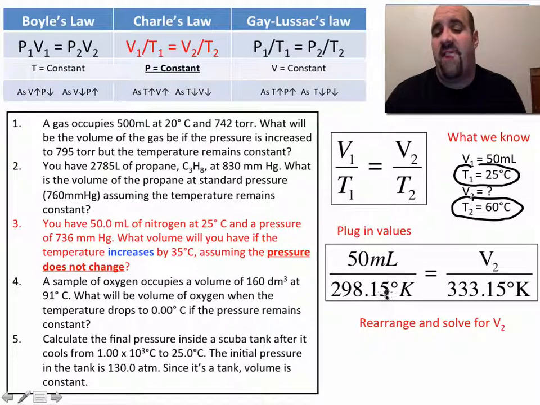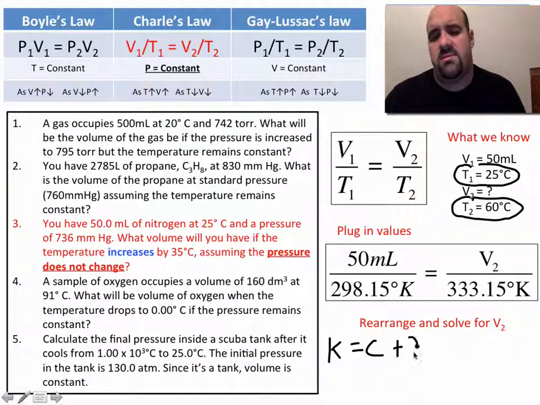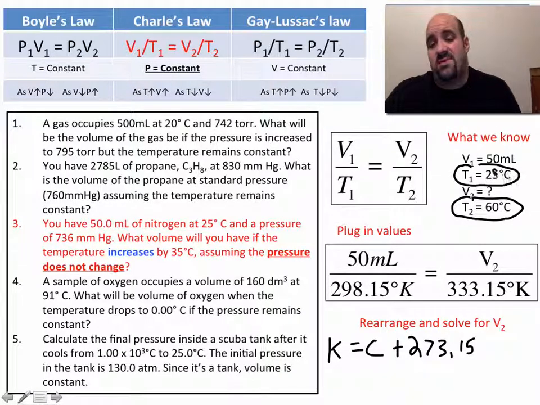With Boyle's law, we don't have a temperature, so we don't have to worry about it. But whenever you're using these two formulas, Charles or Gay-Lussac, you have to convert all temperatures into Kelvin. And Kelvin always equals Celsius plus 273.15. So it's not hard. You just take the Celsius temperature, add 273.15 to it. So that's what I did with 25: 25 plus 273.15, and 60 plus 273.15.